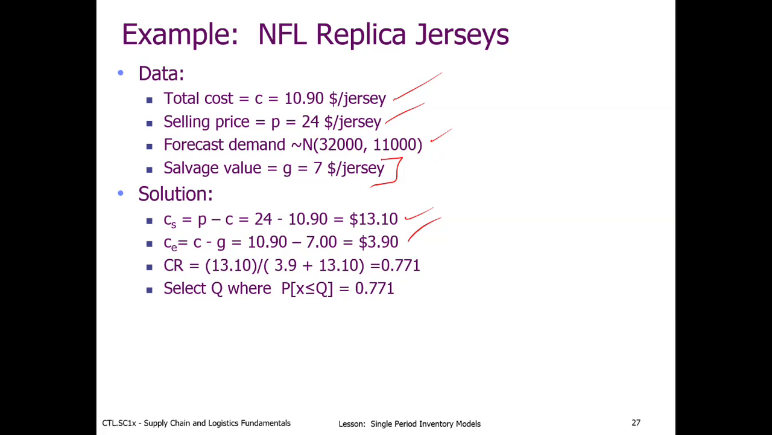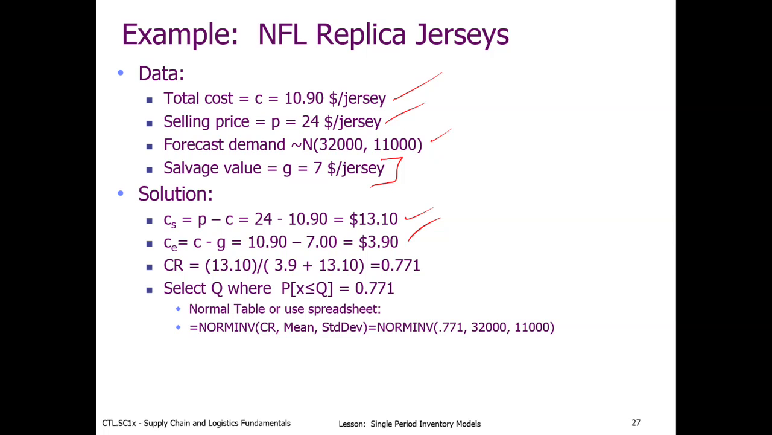And so I want to select a Q where the probability of X being less than Q is equal to that 0.771. Again, I can solve that with a normal table or the spreadsheet. You might want to look at the table and see if you get the same number. But you end up with a Q star of 40,149 units. This is the profit maximizing quantity.